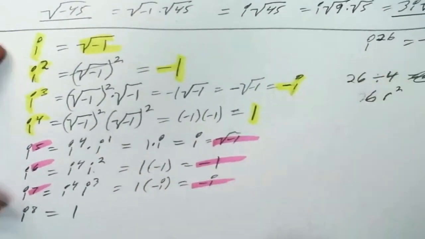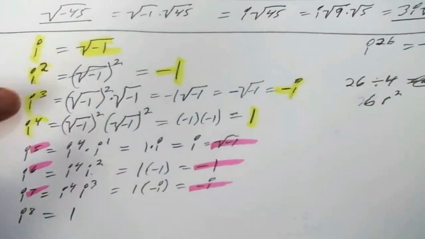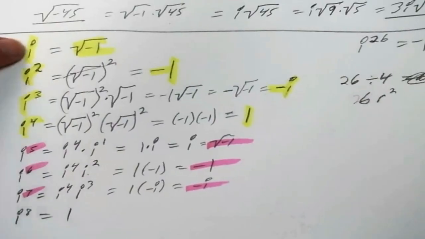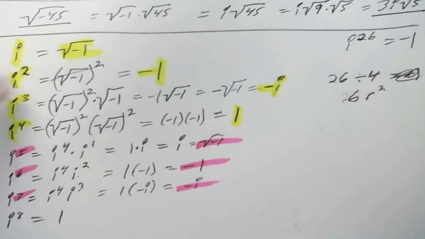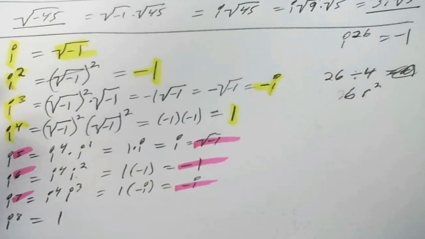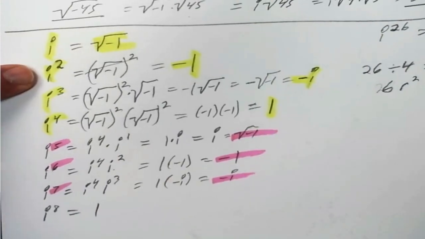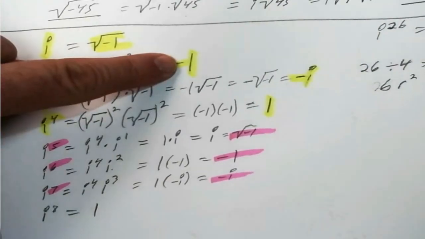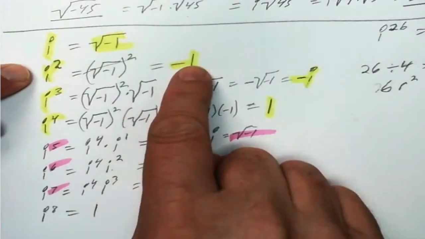Because let's go: i to the first, second, third, fourth, fifth, sixth, seventh, eighth, ninth, 10th, 11th, 12th, 13th, 14th, 15th, 16th, 17th, 18th, 19th, 20, 21, 22, 23, 24, 25. The 26th. i to the 26th is -1.